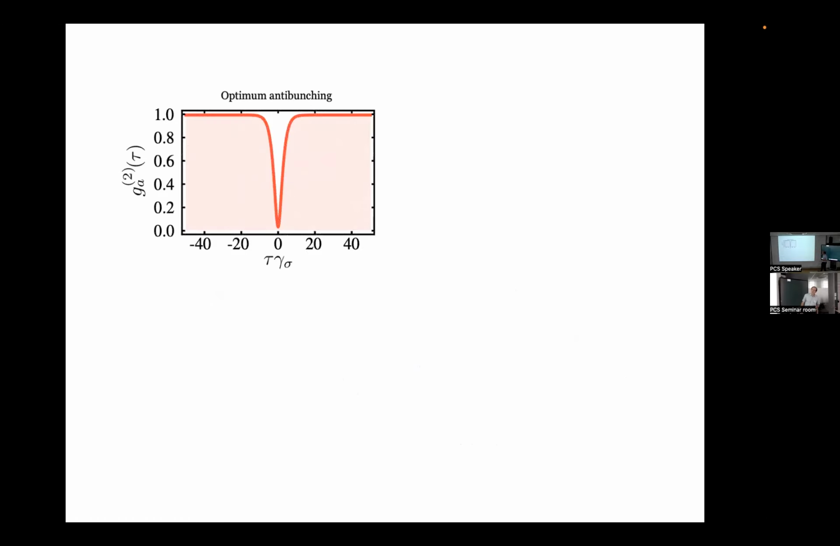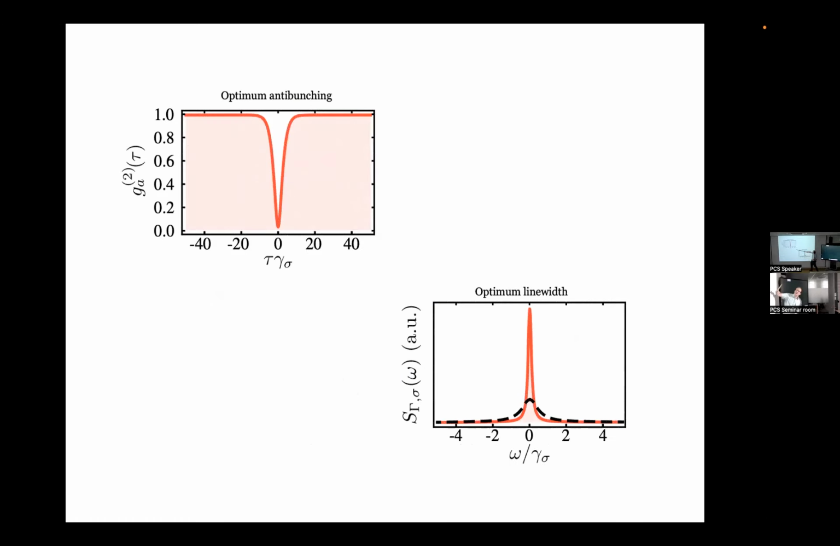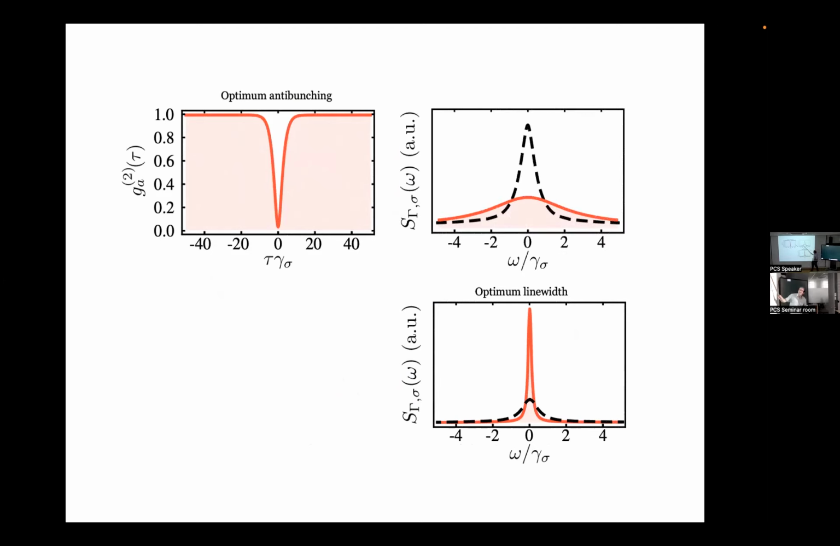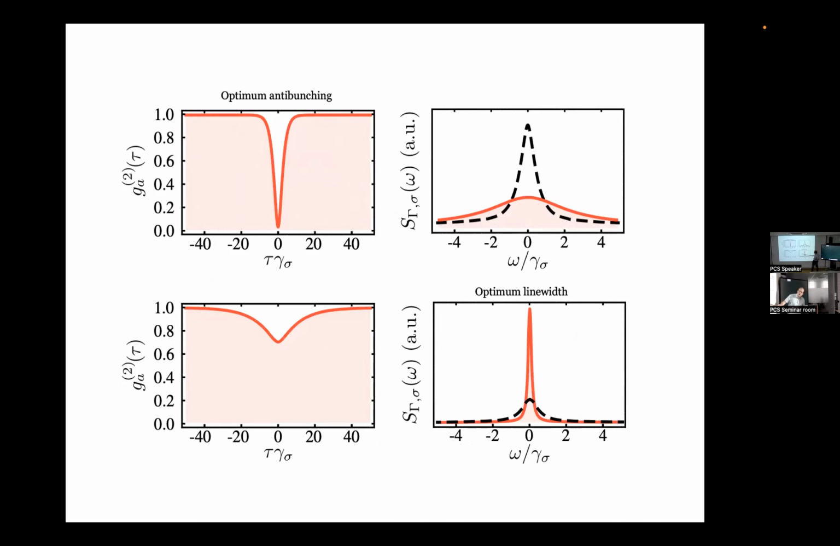Or can you? So that's basically the thing. The anti-bunching can be very good, the linewidth can be very narrow, but either you get this when you look at everything at the same time, or you get this. You don't get these things together. So interestingly, there's no fundamental reason why you couldn't get these two things together. It's not that it has to be either anti-bunched or it has to be spectrally narrow.